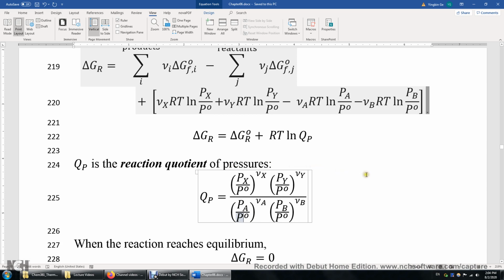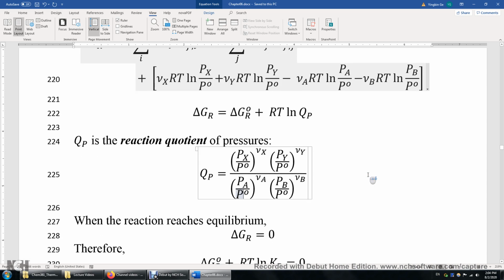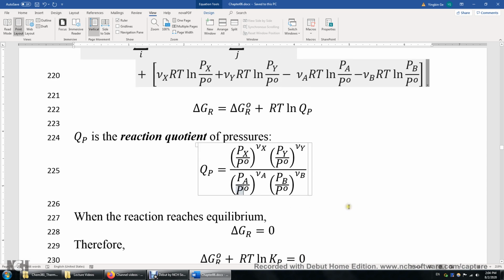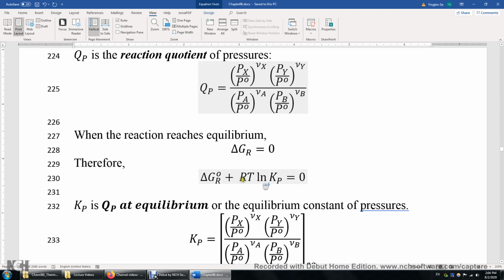When the reaction reaches equilibrium, that means the Gibbs energy of the reaction reaches the minimum. There's no longer any change. It can no longer change, and then we say delta G sub R is 0. When delta G sub R is 0, we know this part, this sum, is 0 over here.